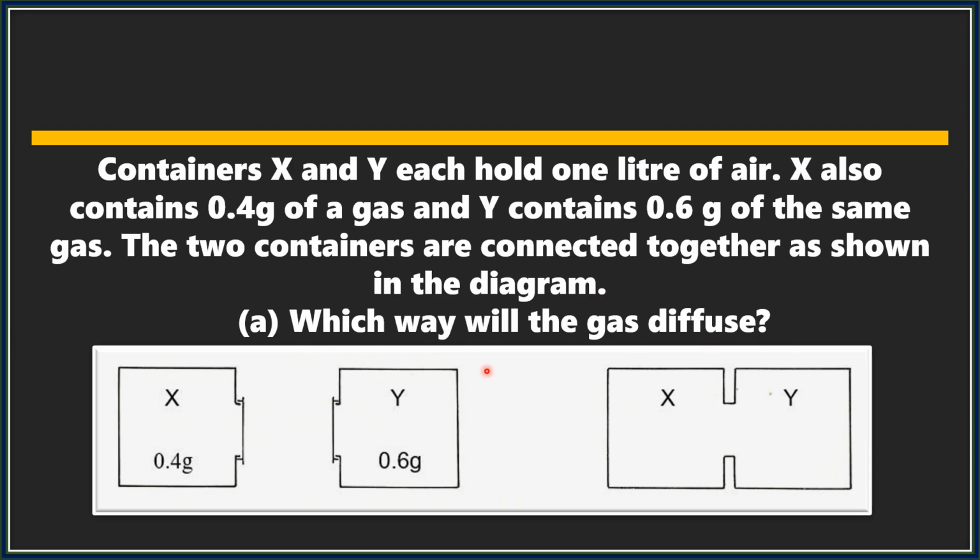So we are having container X with 0.4 grams of a gas and container Y with 0.6 grams of the same gas. These two containers are brought together and connected like the way they are here. So the question is, which way will the gas diffuse?